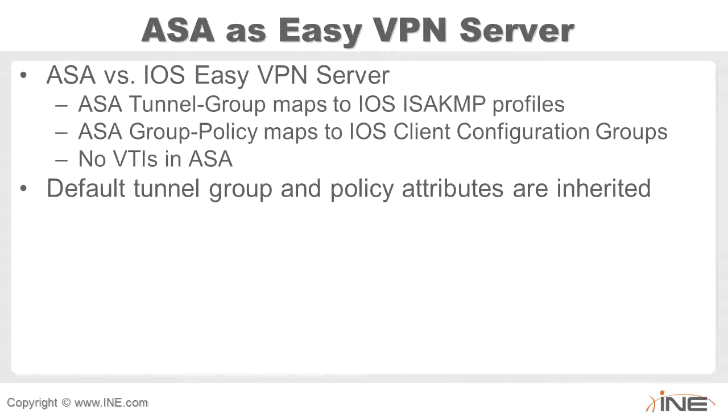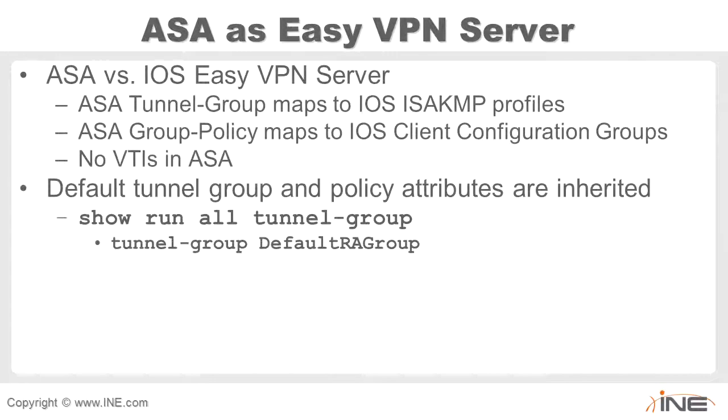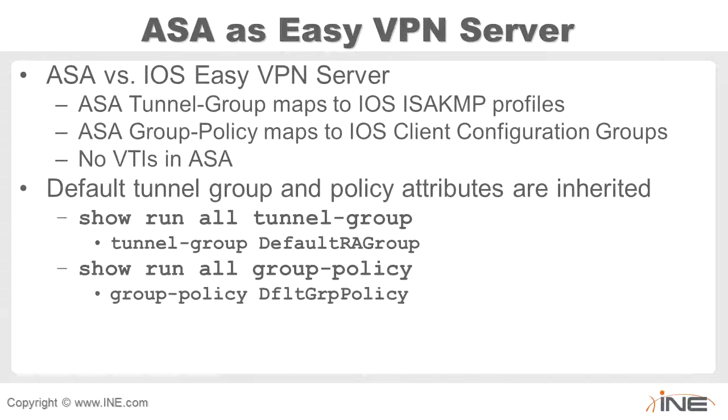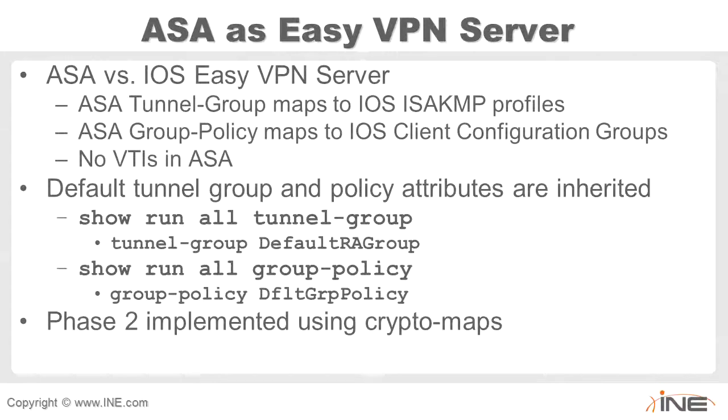Now, we'll see when we're actually going through this configuration, one thing that can help us piece this syntax together is to look at the show run all tunnel-group, which is going to show us the default options for the default RA group, which is for our remote access, and the show run all group-policy, which is going to show us the default group policy, which is then going to control things like the split tunneling policy and the different options that we want to offer in Phase 1.5 down to the VPN client. Now, again, the normal Phase 2 configuration is still going to be implemented using crypto maps, which is going to use both the dynamic and the static configuration.